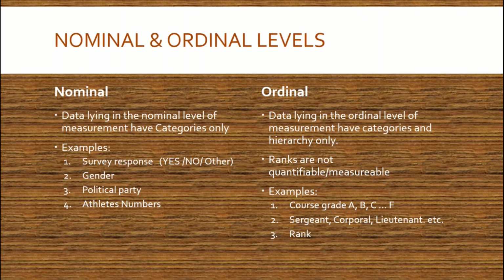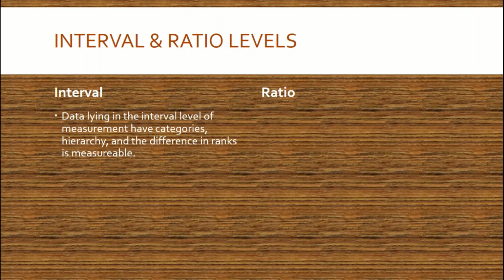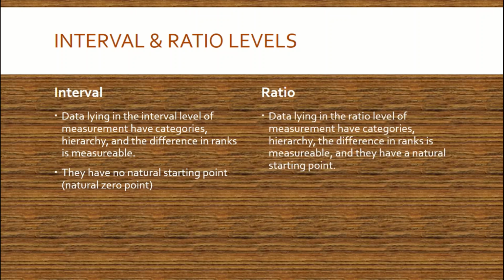Let us look at the interval and ratio levels of measurement. Data in the interval level of measurement have categories, hierarchy, and the difference in the ranks is measurable. They have no natural starting point. Data in the ratio level of measurement have categories, hierarchy, the difference in ranks is measurable, and they have a natural starting point or a zero starting point. Anything with units of measurement lies in this level of measurement for data.